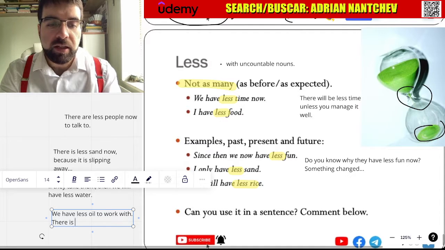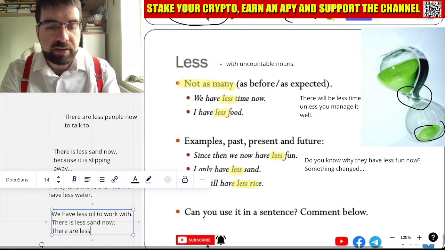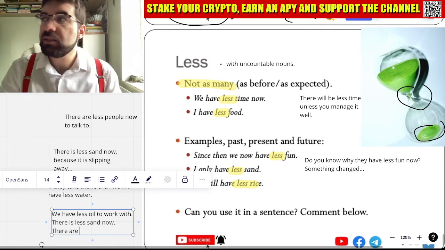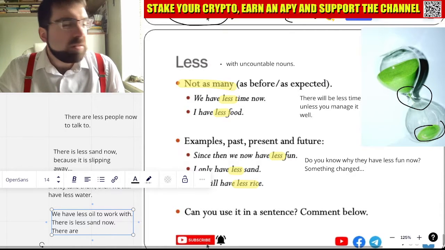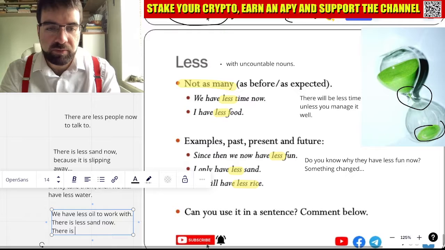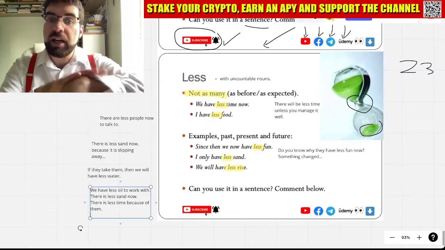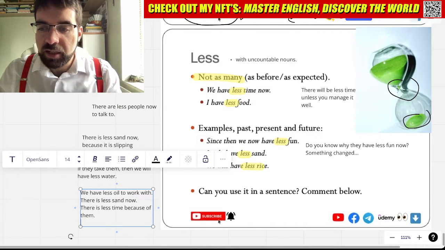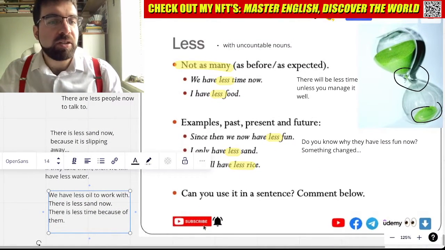There is less sand now. There are less people, fewer people really, but there are less obstacles, fewer obstacles. There is less time because of them. There's less time. Not as much as we wanted or expected, but there's less time. Yeah. How cool is that, language explorers?